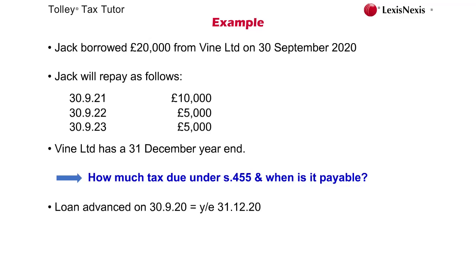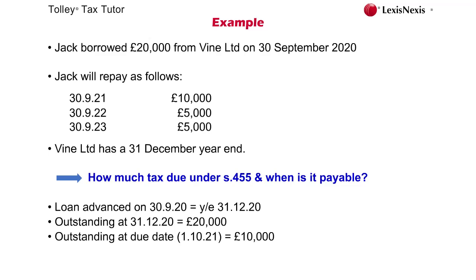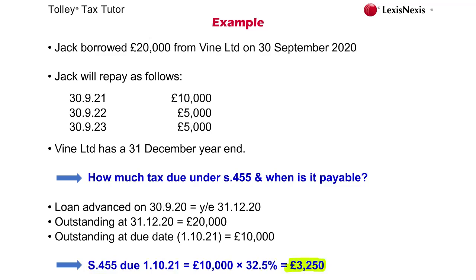The loan was advanced on 30 September 2020, which is during the company's year ended 31st of December 2020. The rate of Section 455 tax is 32.5%. The amount outstanding at the end of the accounting period, i.e. at 31 December 2020, is £20,000. The amount outstanding at the due date of payment for corporation tax, i.e. at 1st of October 2021, is £10,000, because £10,000 was repaid in September 2021. Therefore, the Section 455 tax due on 1st of October 2021 is £10,000 at 32.5%, being £3,250.